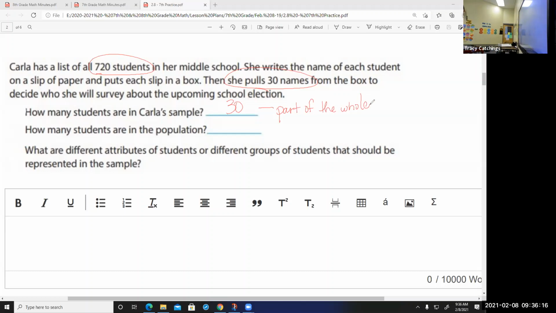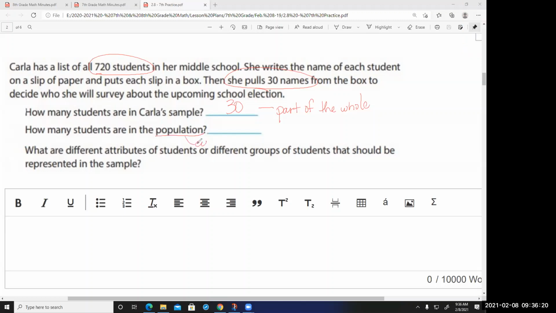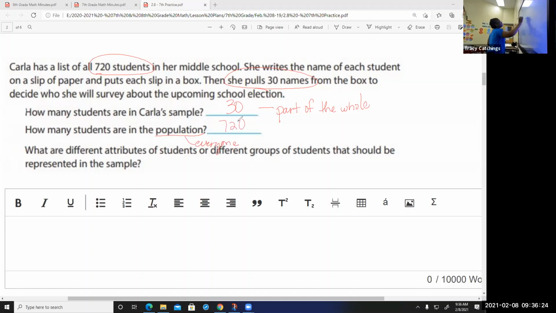And how many students are in the entire population? 720. So the entire population involves everyone. So make sure we're able to pinpoint the difference. The sample is those that I'm doing for my survey, and the population is everyone.